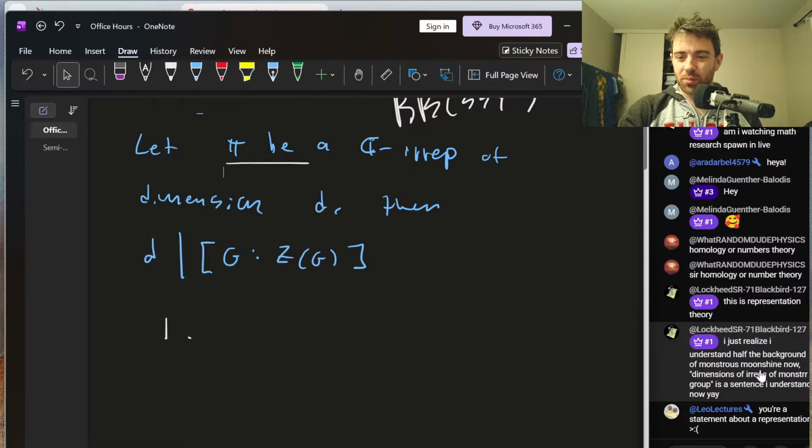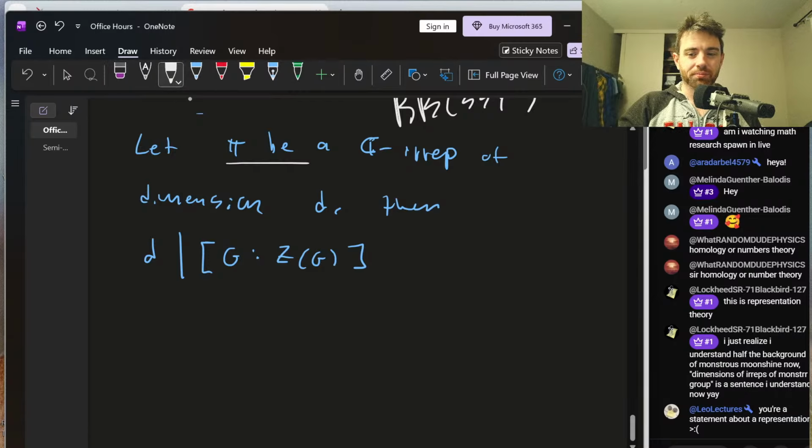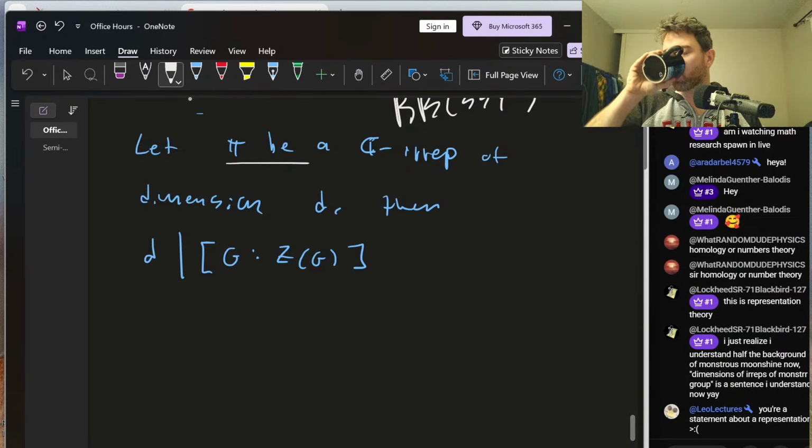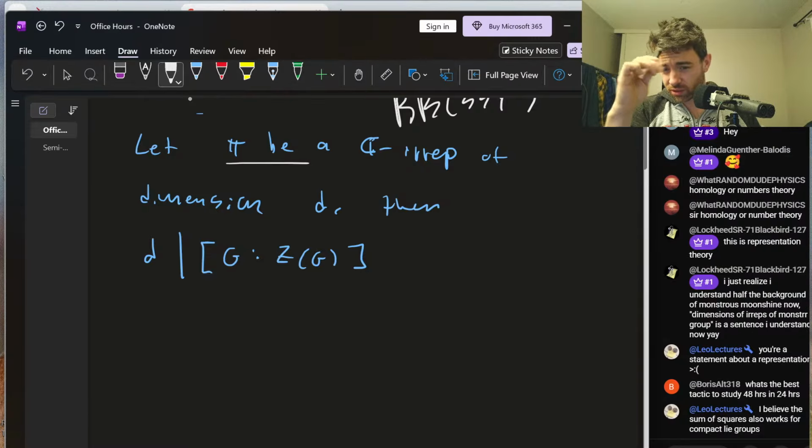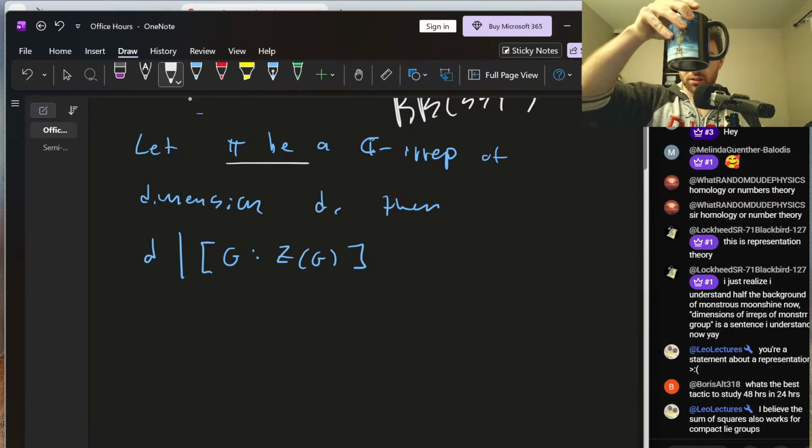You just realized half the background of Monstrous Moonshine now. Dimensions of irreps of the monster group is a sentence you understand. Yeah, there you go. That's half the battle. Now you just need to understand the Fourier coefficients of the J function, right? What's the best tactic to study 48 hours in 28 hours? It's right here. You're looking at it.